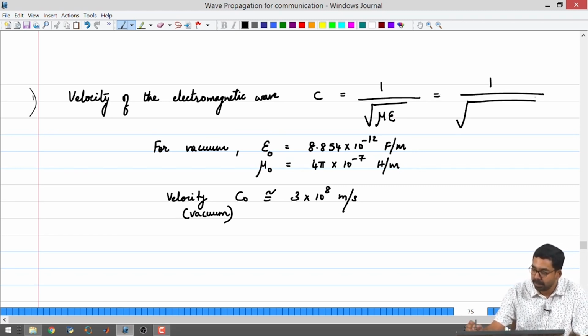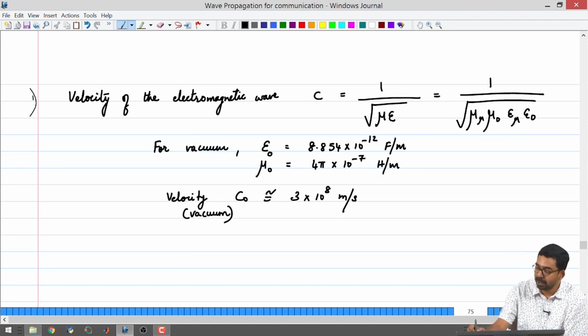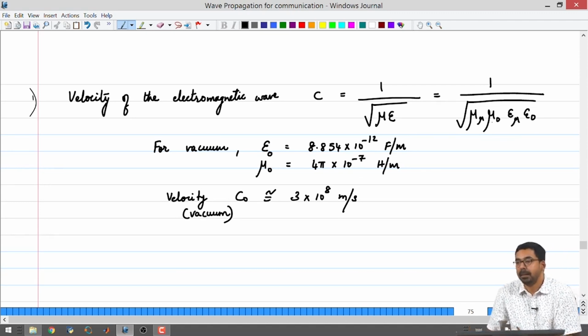expanding it for a homogeneous, isotropic, frequency independent medium, all right. We will be just writing this as a product of mu r, mu naught times epsilon r, epsilon naught. All of these are constants for a particular medium. And then we notice that epsilon r and mu r for any material medium are going to be greater than or equal to 1, which means that the velocity in any medium other than vacuum is going to be smaller than the velocity in vacuum itself.